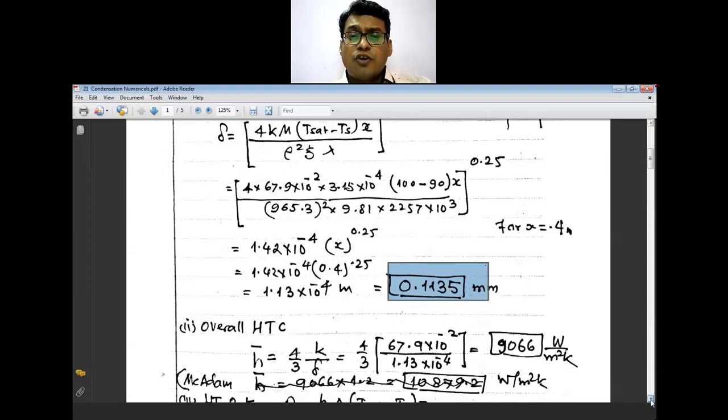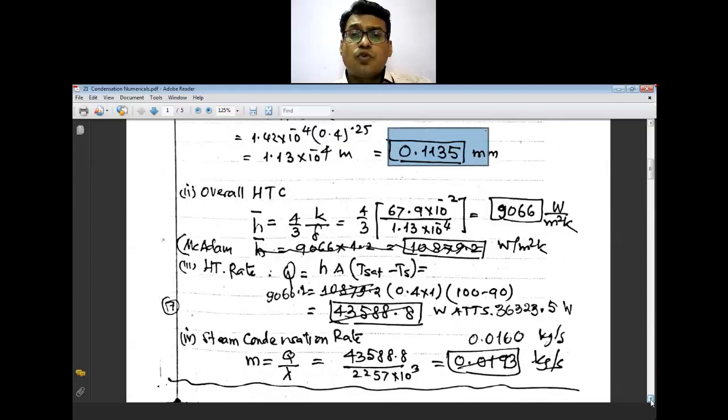Then the value of heat transfer coefficient is 4 upon 3 K by delta. K, thermal conductivity, is provided and delta we have already calculated here. So that comes as 9066 watt per meter square Kelvin. Now it is assumed that the actual value is 20% excess, so it is multiplied by 1.2 and you will get this value.